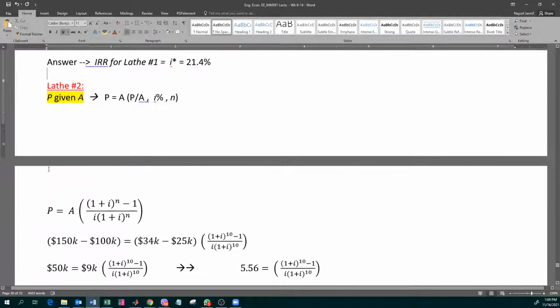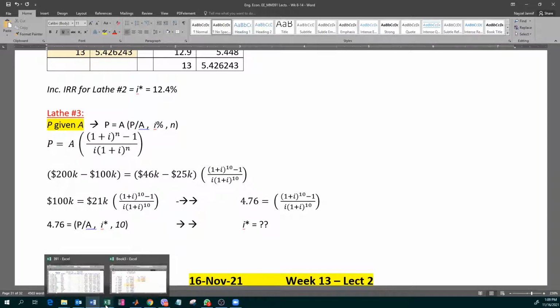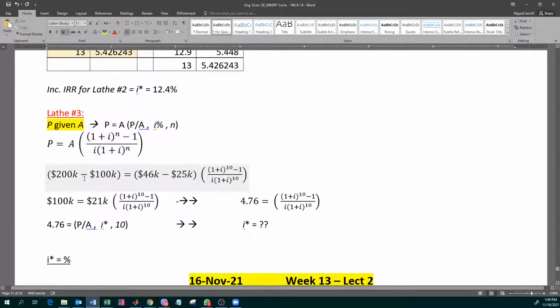Now let's go and look at lathe number 3. In lathe number 3, we were doing some calculations. Let's now complete our calculations. For lathe number 3, we have to compare against the cheapest. We compare against $100,000. So we always compare against the cheapest.